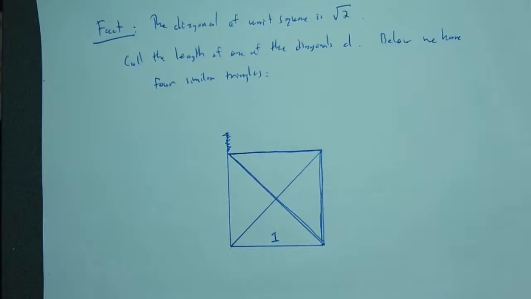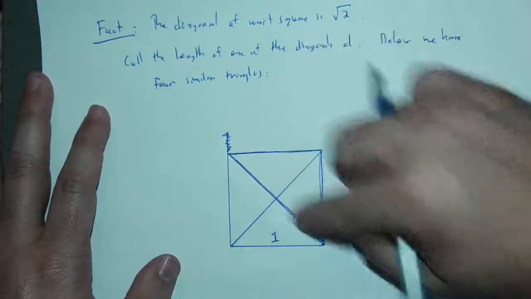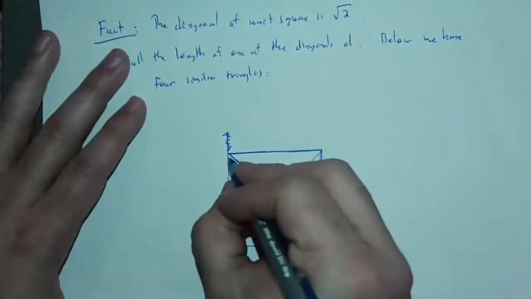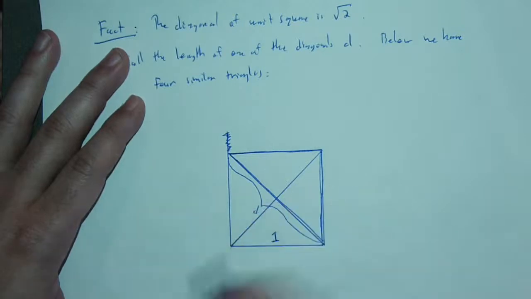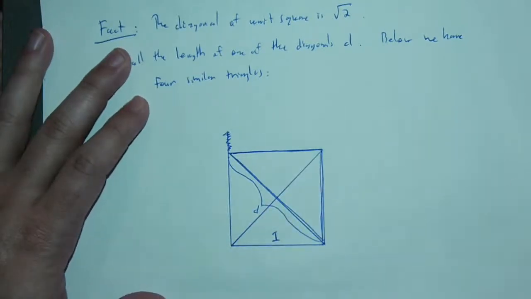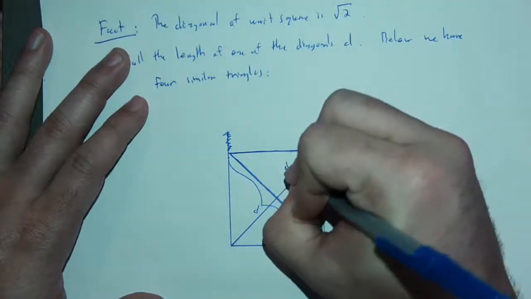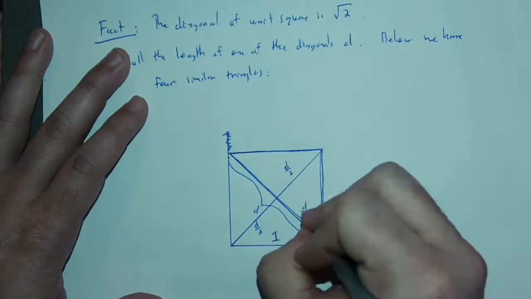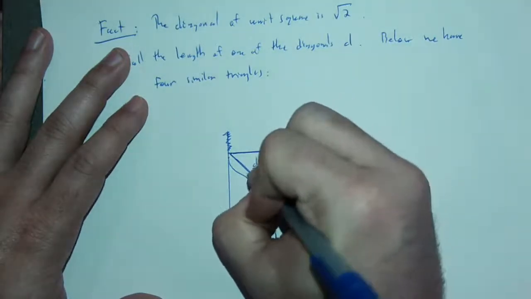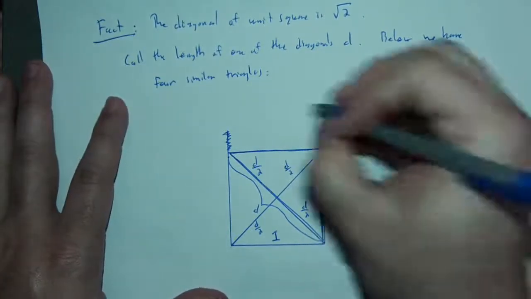Okay. So if the length of an entire diagonal is d, so that's d, what about these half diagonals? Well, they're d over 2, clearly, right? So here's d over 2, and here's d over 2, and here's d over 2, and here's d over 2. Okay. All right, but all these side lengths are 1.